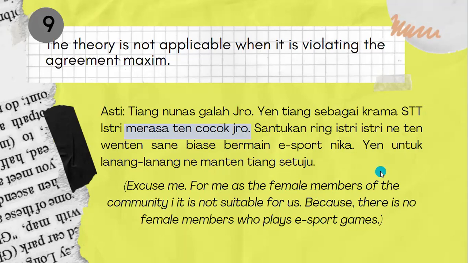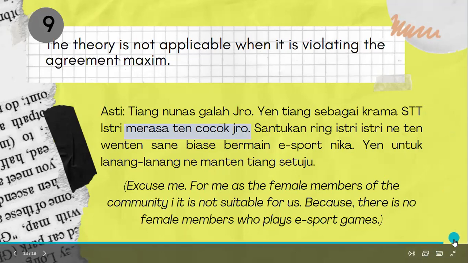The utterance "merasa ten cocok jeru" from Asti shows that she maximized the disagreement between self and other, which violates the agreement maxim, because the agreement maxim proposes to minimize disagreement between self and other and maximize the agreement between self and other. So the utterance on the screen is violating the agreement maxim. Next slide, please.